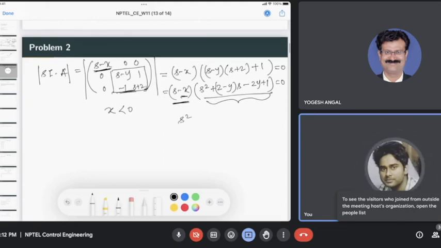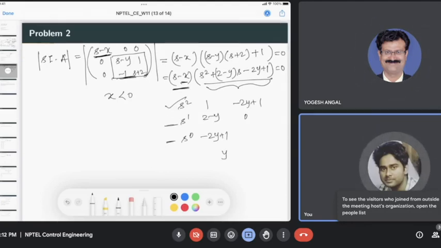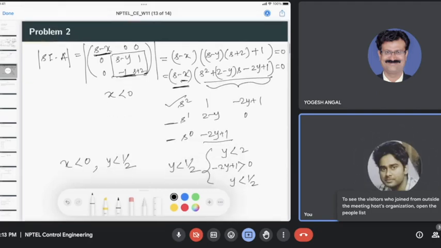Okay, so we can write s square, s, 0: 1, minus 2y plus 1; 2 minus y, then this element will be this. For the same sign, because this first one is positive, we need this to be positive also. That means y should be less than 2, and from minus 2y plus 1 greater than 0, y should be less than half. So for both conditions to be satisfied, we need y to be less than half, right? So these two conditions are there: x is less than 0 and y less than half.